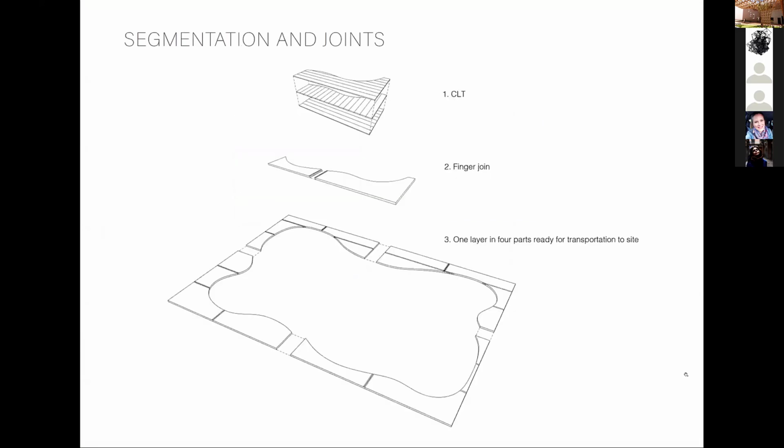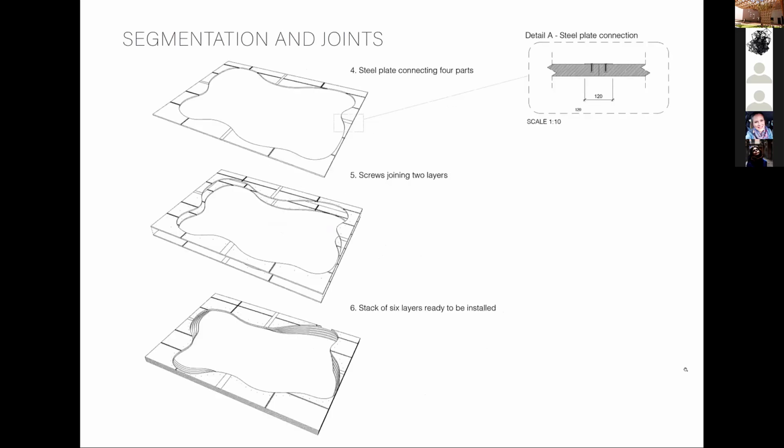So onto the segmentation of the structure. This page gives an overall view of the steps taken to construct the layers. So we start with cutting the CLT layers with a CNC machine, then use a finger join to connect the pieces. Due to transportation restrictions, the layer would have to be split into 4 pieces. Then the quarters are joined together and the multiple layers are connected with screws. And the last one there is just a stack of 6 layers that are ready to be lifted inside the building.